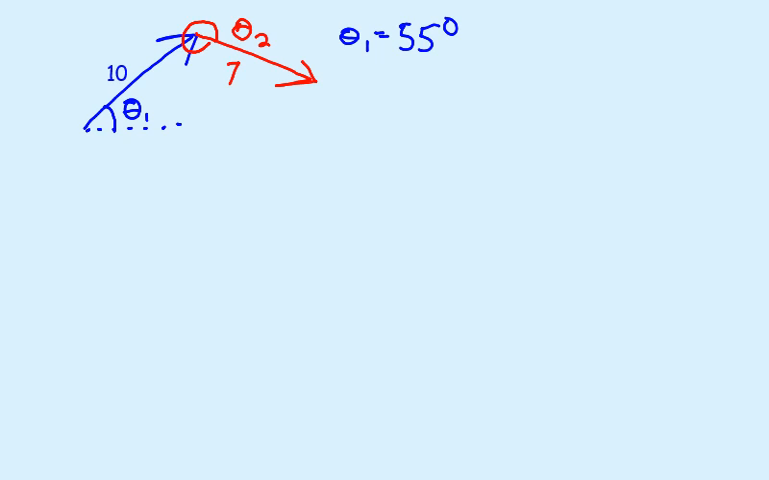All right, so let's look at an example. Let's say I have one vector that is 10 units long and it's directed at some angle theta 1. And I also have another vector that is 7 units long and has a standard angle of theta 2. And let's say that theta 1 is equal to 55 degrees and theta 2 is equal to 330 degrees.